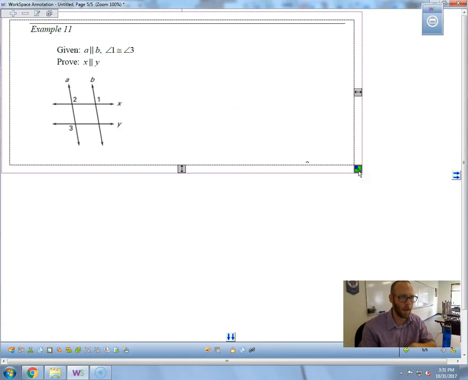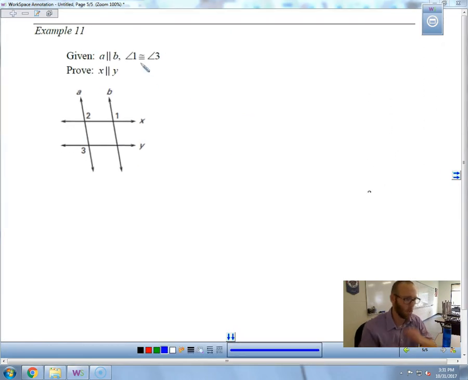Speaking of proof, here we go. We've got one proof to wrap up this lesson. We're given that line A is parallel to line B and angle 1 is congruent to angle 3. We want to prove line X is parallel to line Y. All right, let me think through this a little bit before I even write anything down. A is parallel to B. Let me mark that. 1's congruent to 3. Let me mark that. I want to prove X is parallel to Y.